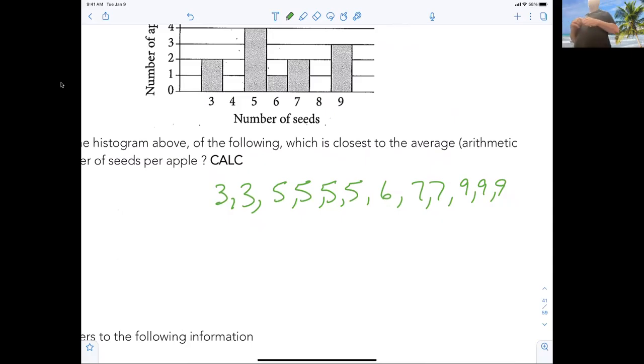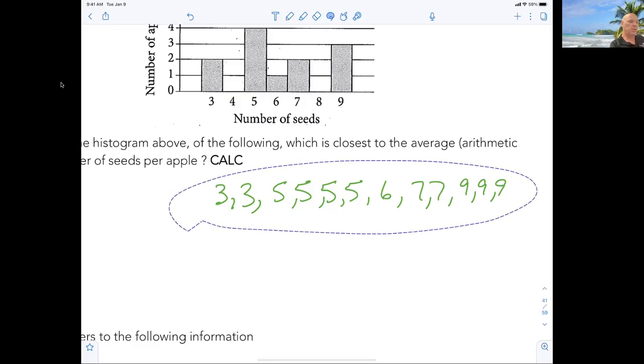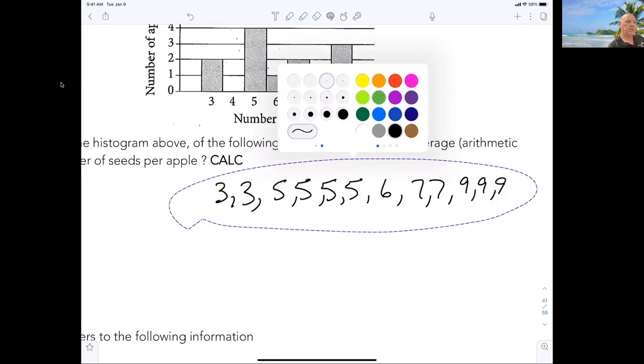All right. So here's what I want everybody to do. I want everybody to hit the stat button. S-T-A-T. It's right in the middle somewhere. And then the first thing that comes up, if I'm not mistaken, is edit. So you hit enter. Then the L1, L2, L3, L4 lists come up. Under L1, you're going to type in these data points. So under L1, I want everybody to type in these numbers: 3, 3, then 4 5s, then a 6, 2 7s, and 3 9s.